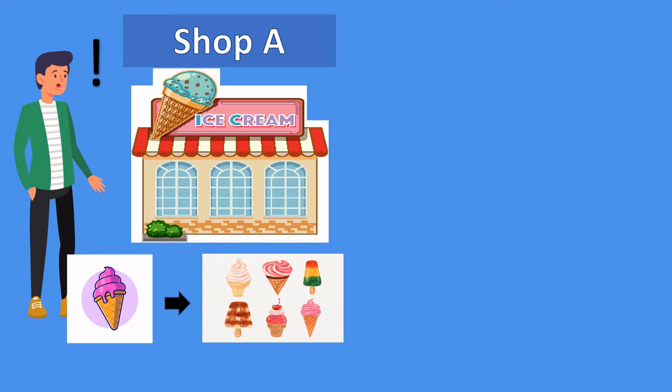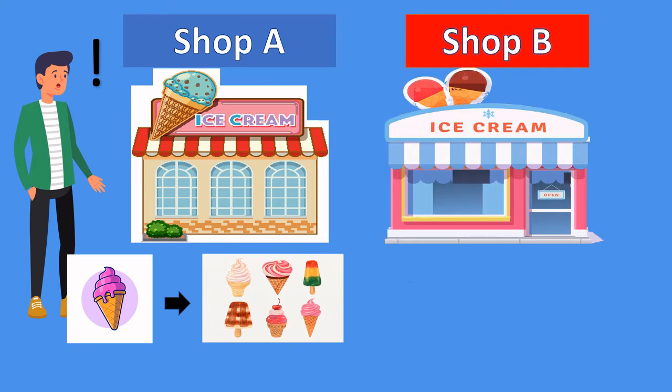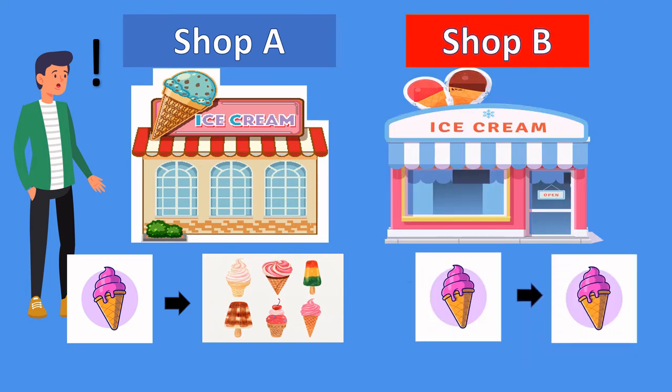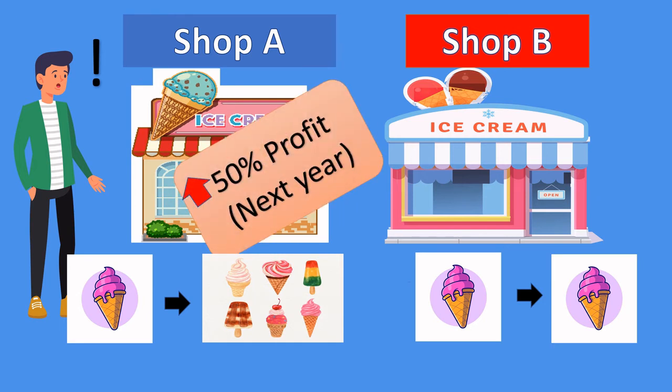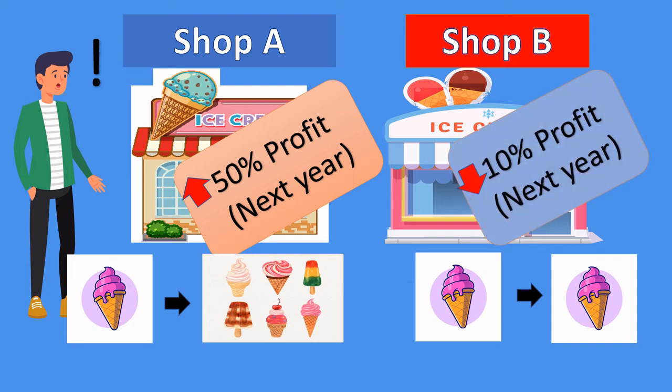Meanwhile, shop B is planning to sell the same ice cream next year, and Sam reckons customers are getting tired of the same flavor. As a result, Sam reckons that Shop A would increase their profit by a whopping 50% next year, while Ice Cream Shop B would see a decrease in their profit by 10%. Now this news would have affected the valuation of the two ice cream shops. But how do you calculate the value now?